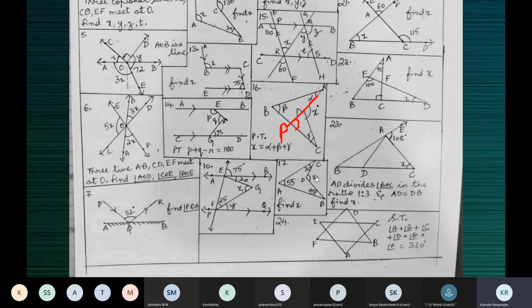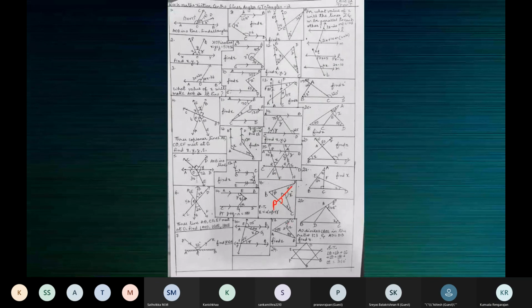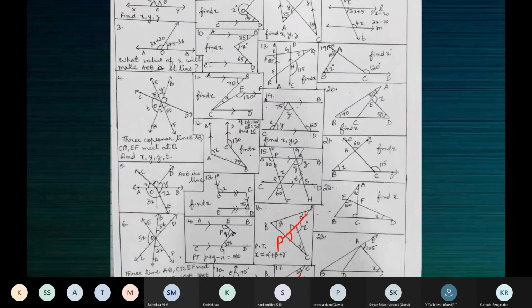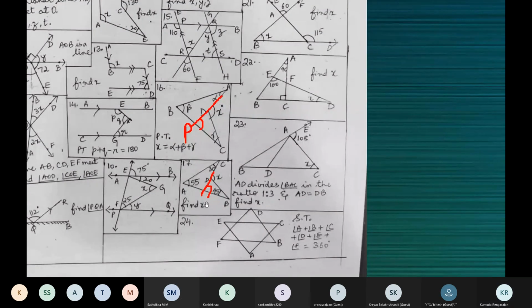You should do the same thing to find X here in this numerical version. Quickly tell me the value of X. Do the same thing. Construction. Produce this. So how much is this angle? 85, ma'am. And how much is X then?